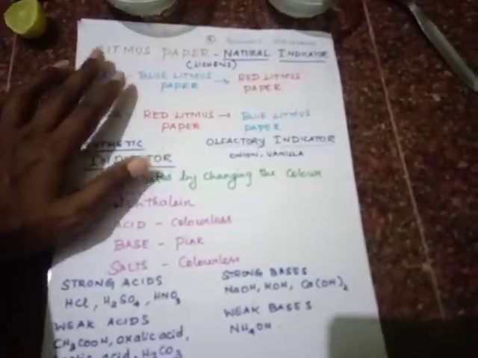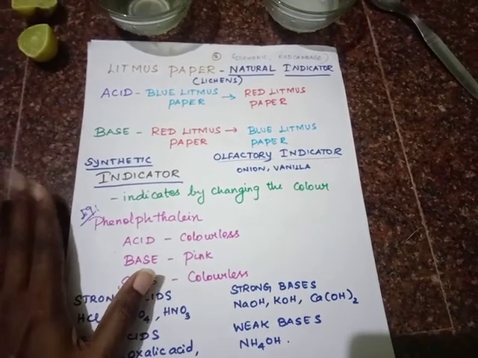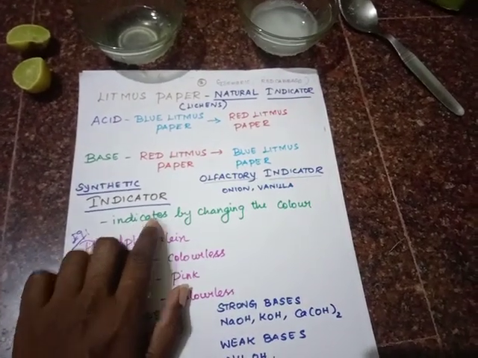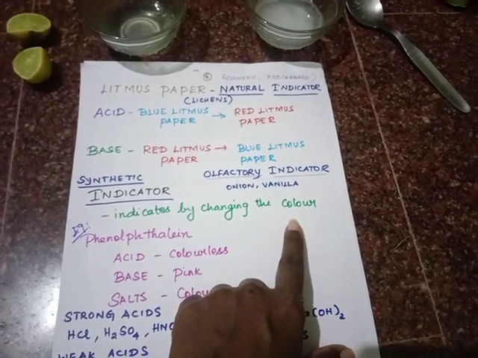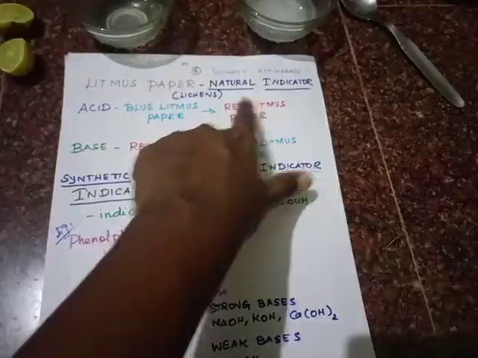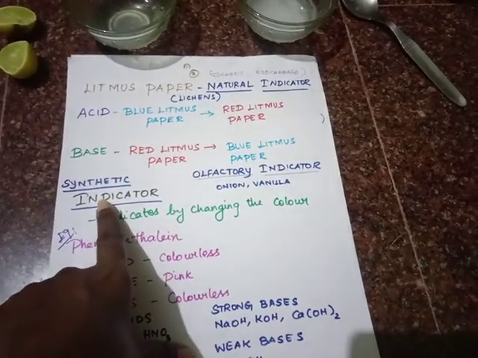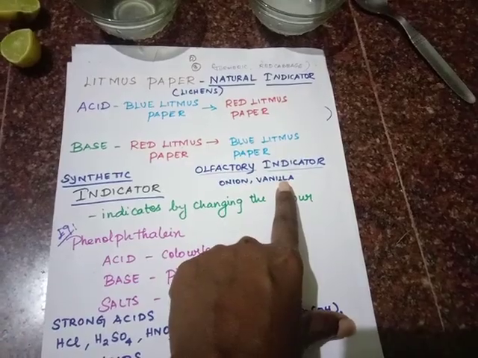We can identify with the help of indicators. What do you mean by indicators? Actually, it indicates by changing the color. This indicator can be of three types: natural indicator, synthetic indicator, and olfactory indicator.